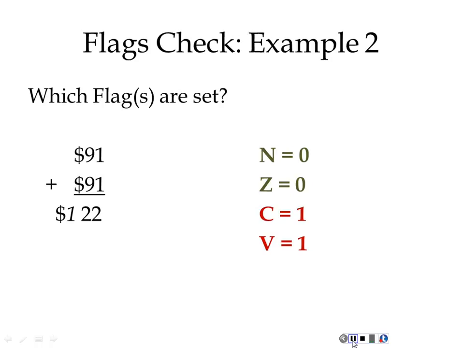How about the V flag? Look at the numbers. You are adding, right? And both of the numbers have the same sign, because both of the numbers are negative. 91 is a negative number, right? Both of the numbers are negative. You are adding, but the result is 22, which is a positive number. So the V flag is set. Because this is one of those four categories.